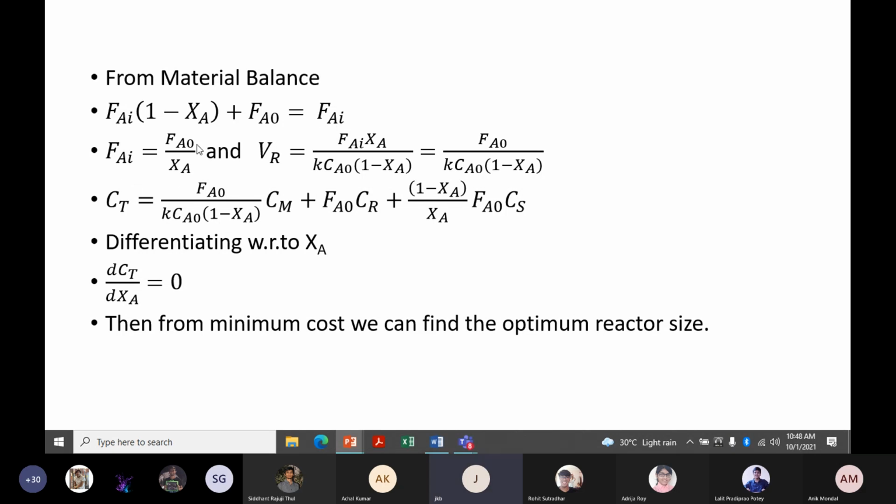Again, FA1 is FA0 by XA. So VR is equal to FA1 XA by k CA0 (1 minus XA). Write the cost function after substitution of the volume and the costs CM, CR, CS. Then differentiate with respect to XA, and we will get the minimum cost. So whenever you get a problem related to optimum reactor volume or minimum cost, you follow this procedure.